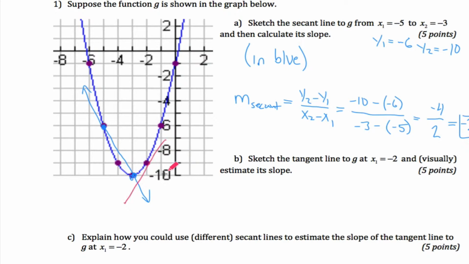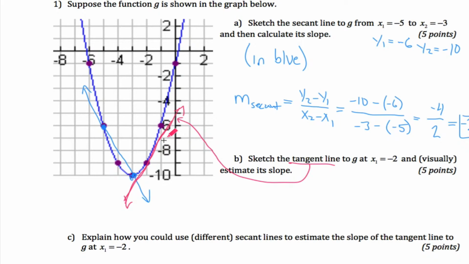Yeah, that's not great. Let me try again. Just kind of touches at this point right here. Doesn't go through my graph. It's not the best line I've ever drawn, but I'm going to call it good enough. So sketch the tangent line. That's this guy right there, to g at x equals -2, and visually estimate its slope. Look at this thing and ballpark its slope.